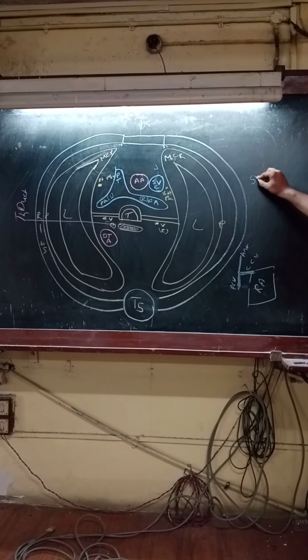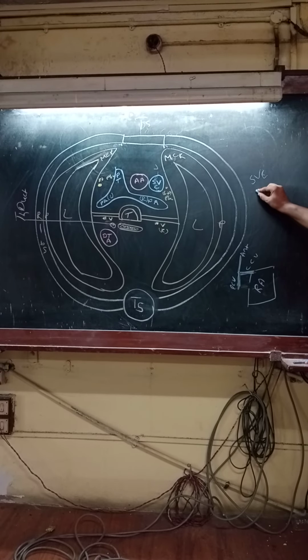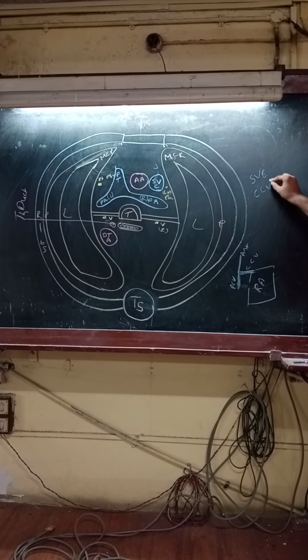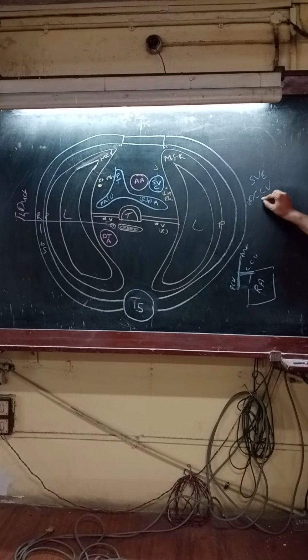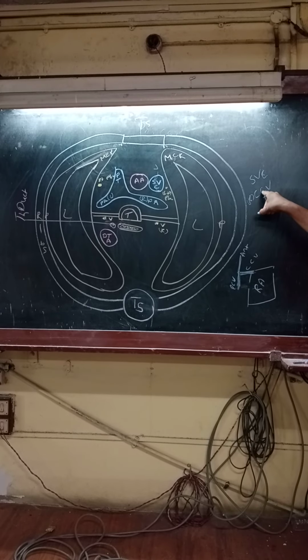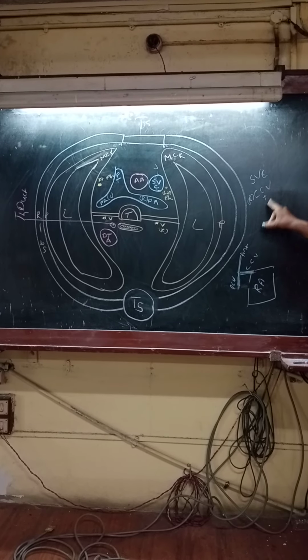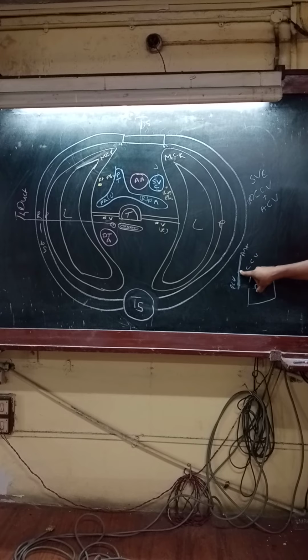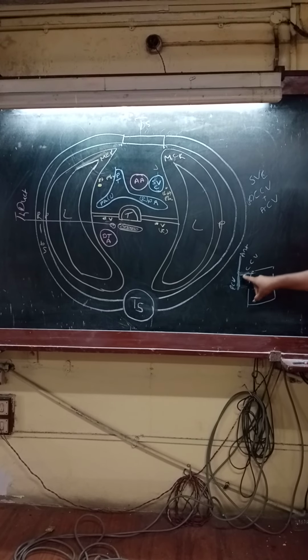SVC develops from common cardinal vein, right side. Its terminal part develops from common cardinal vein, and proximal part develops from anterior cardinal vein. So this part will form SVC.